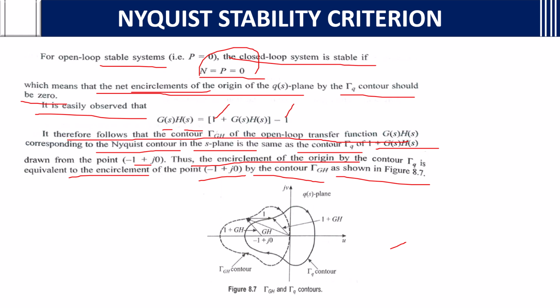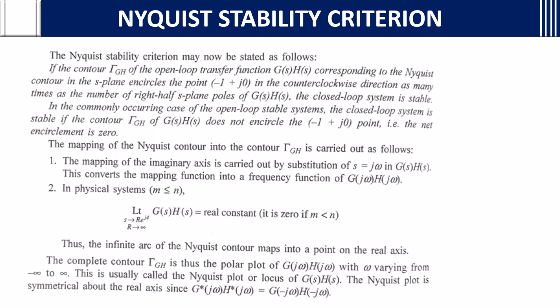Which means that this is the contour of 1 + G(S)H(S), and this is the same. What is that telling? The Nyquist stability criterion may now be stated as follows. How it is stated, we will see now.